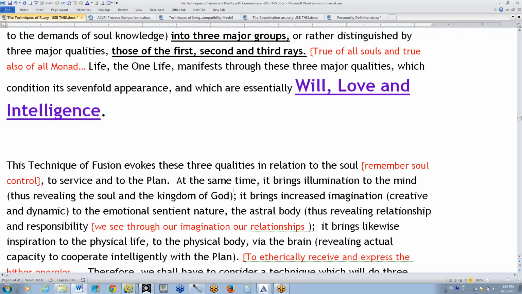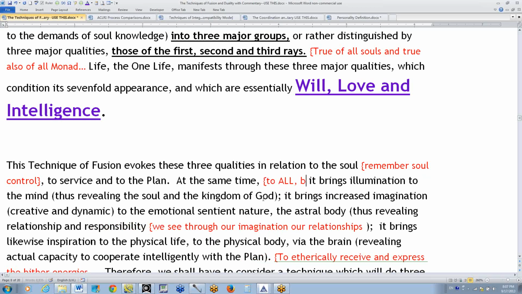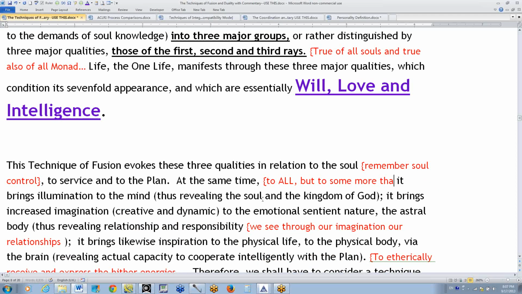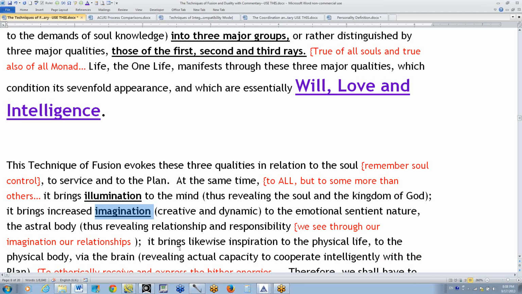At the same time, to all, and not just to exclusive ray types, to all, but to some more than others. It brings illumination, okay, and it brings increased imagination, and it brings increased inspiration. Now, I find this interesting, the word inspiration, to the physical life. This definitely connects.